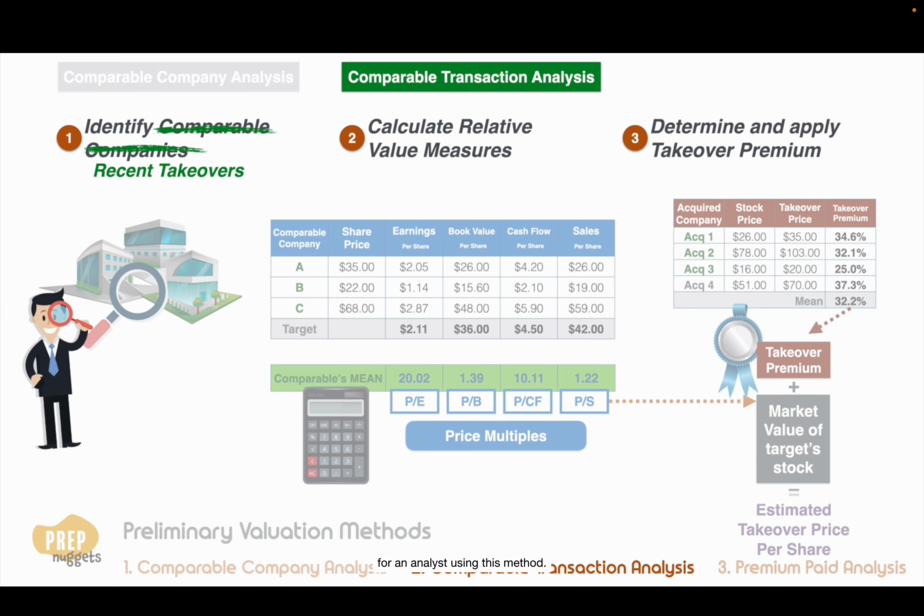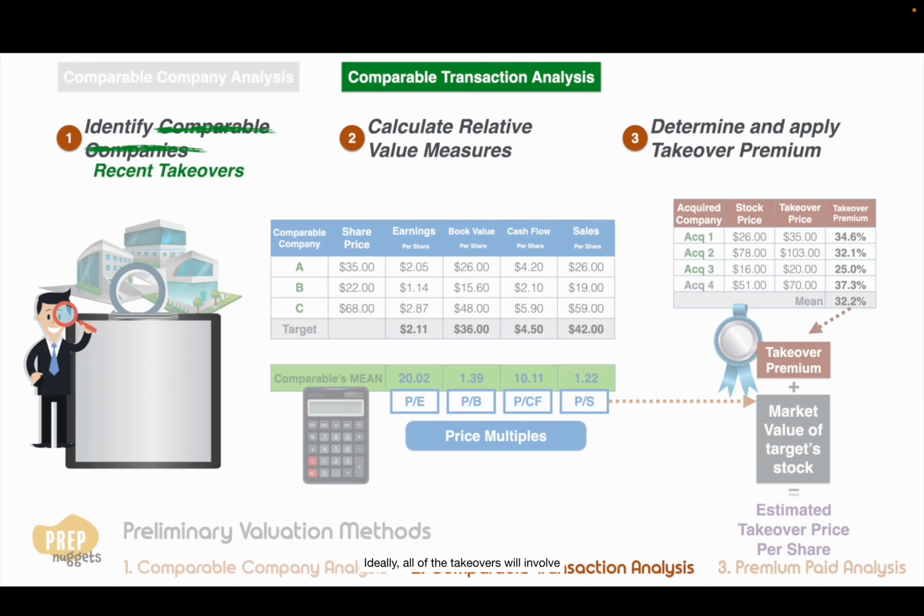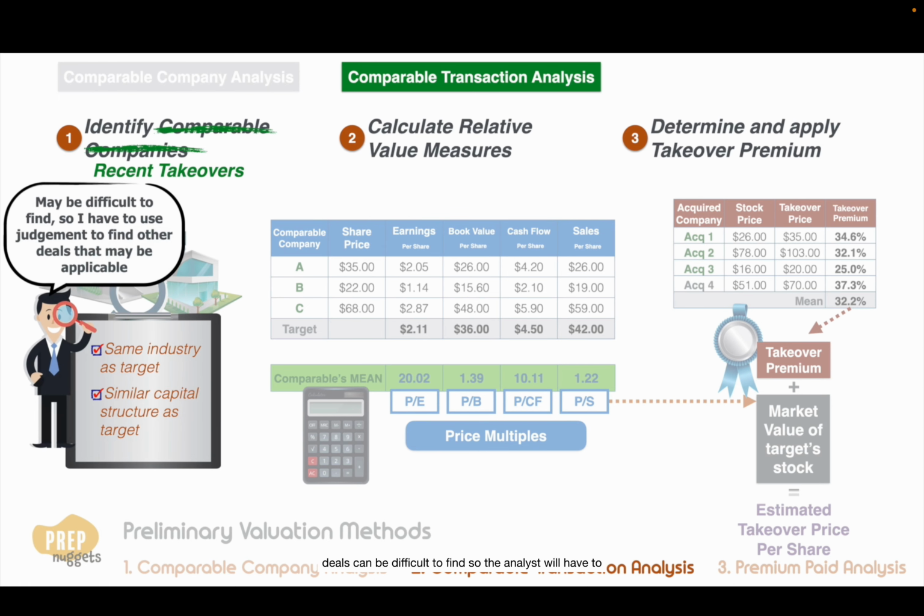For an analyst using this method, the biggest challenge is finding enough relevant takeover transactions for firms that are similar to the target. Ideally, all of the takeovers will involve firms in the same industry as the target and have a similar capital structure. However, these sorts of deals can be difficult to find, so the analyst will have to use some judgment as to what recent merger deals are most applicable to the analysis.